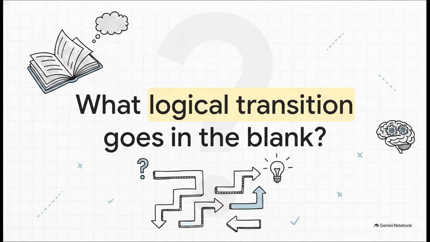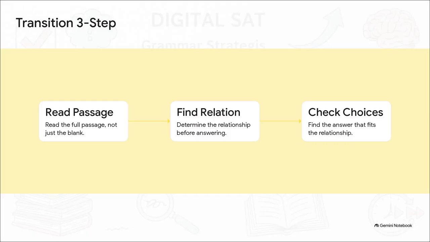Now, the first instinct of almost every student is to immediately stare at the answer choices and start plugging them into the blanks to see what sounds nice. Stop! Do not look at the answers yet. Meltzer outlines this foolproof three-step process that you have to use. Step 1, read the full passage, not just the sentence with the blank. Step 2, and this is the real magic step here, determine the exact relationship between the two sentences before you even peek at the options.